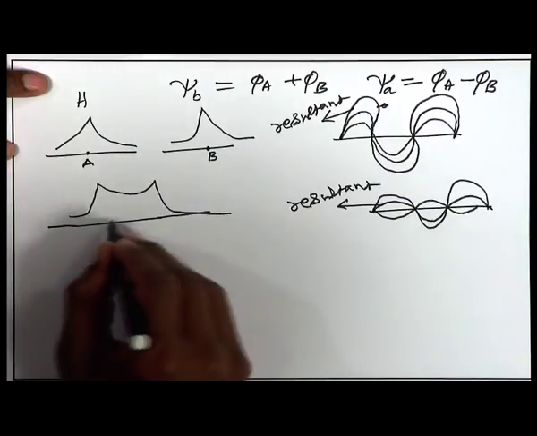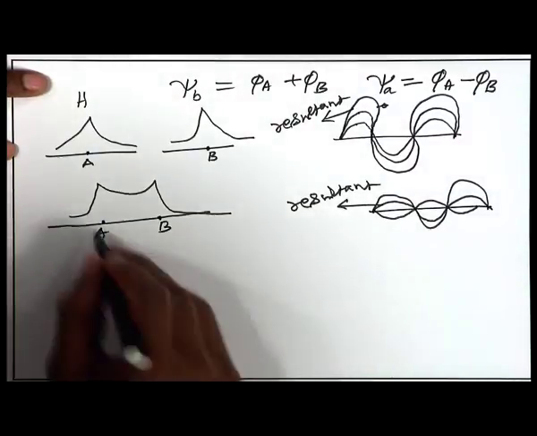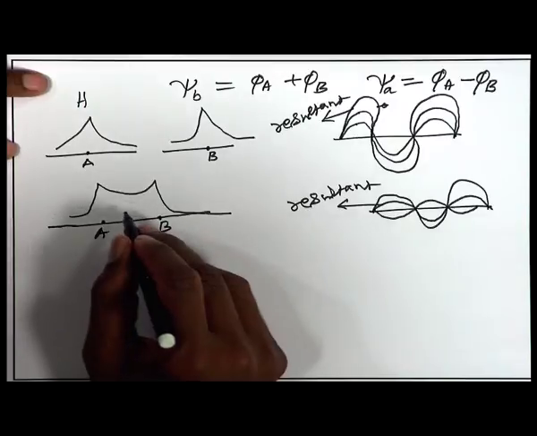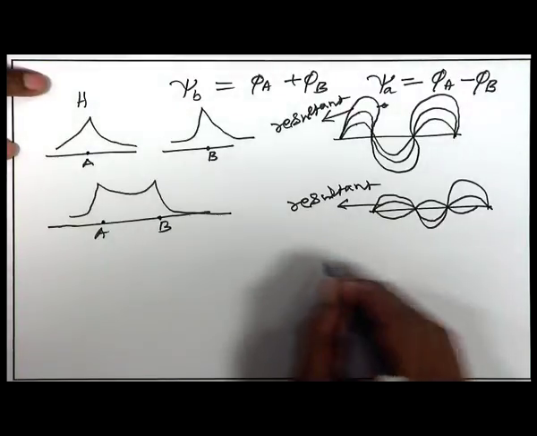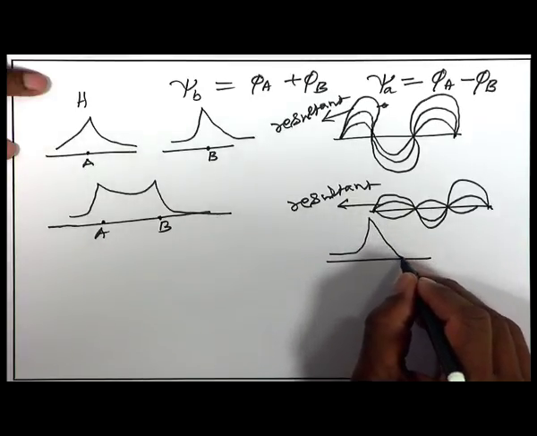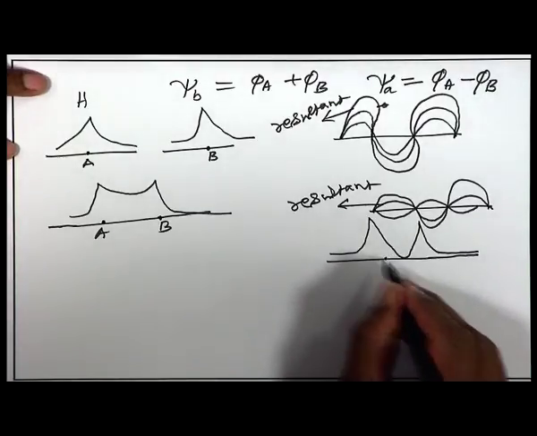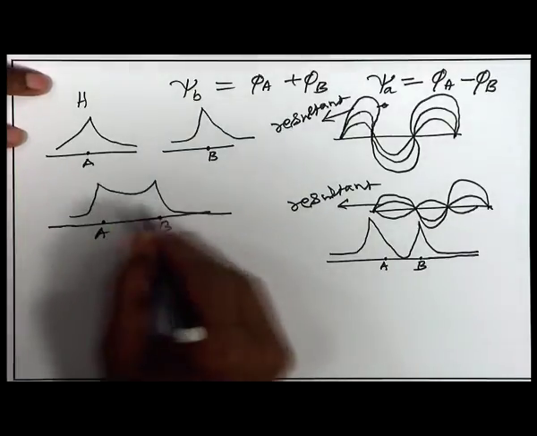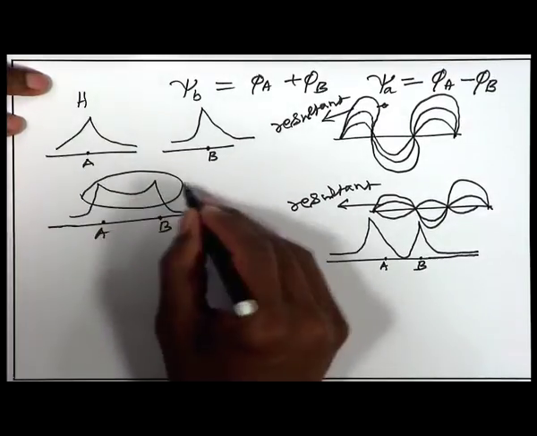So, this is the internuclear axis, here is the atom A, here is the hydrogen atom B. This is the nucleus and this is the internuclear axis. This is one way of describing the situation. In another case, you will have it like this. So, this is atom A, this is atom B. This one represents a buildup of electron density between two nuclei. So, this is the electron density.